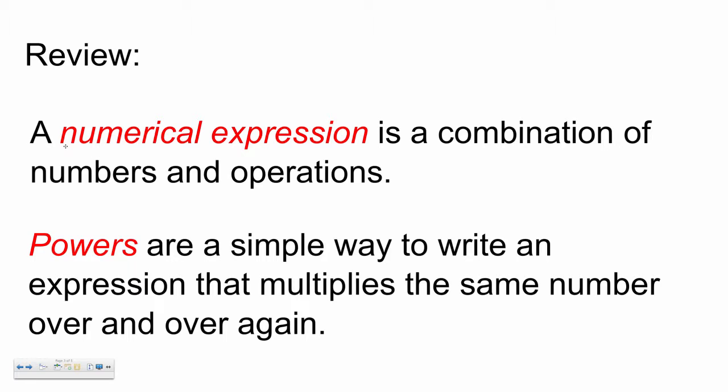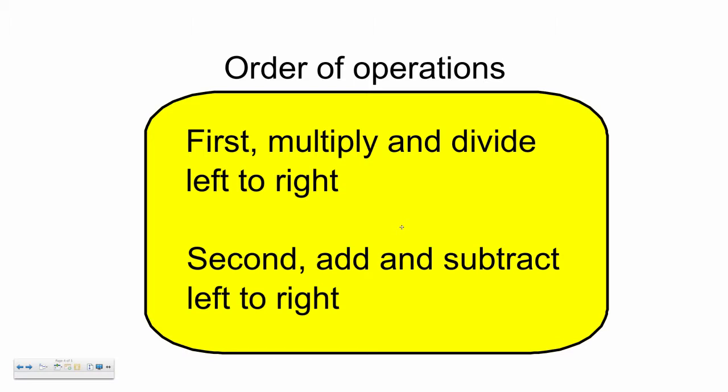First, got to remember that a numerical expression is a combination of numbers and operations. We often refer to math problems that we're used to seeing in our textbooks as problems. Well, really, from here on out, we're always going to refer to them as expressions. Powers are a simple way to write an expression that multiplies the same number over and over again. You probably remember this term from our last lesson, lesson number 2. Numerical expression is one that we got introduced to in lesson 1. Keeping those in mind, let's go on to a little review of order of operations.